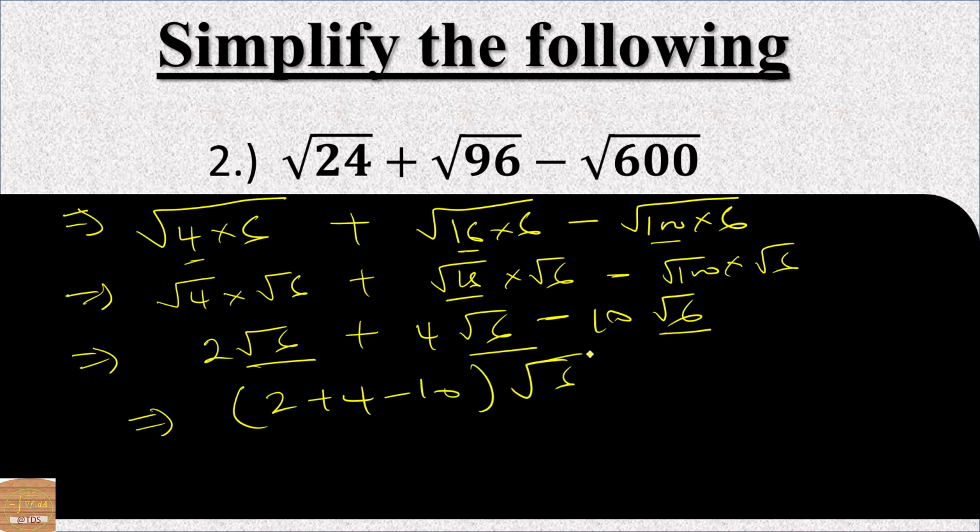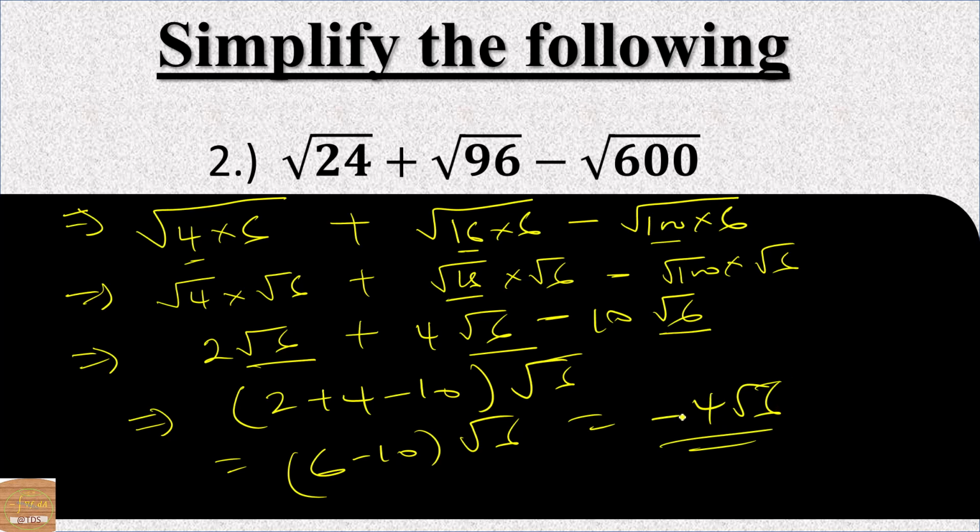Okay, so 2 plus 4 is 6, 6 minus 10. So 6 minus 10 will be minus 4. So 6 minus 10 gives us minus 4 root 6 as our answer.